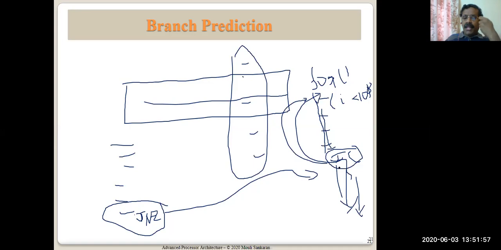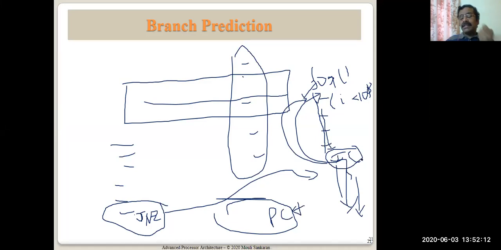Then what it can do, if it has the address of some other structure I have maintained in the hardware, if I have the address of this instruction, I can load the PC with that value even before I execute this conditional instruction, because I know that I have a higher probability that I will go back. So the branch prediction logic in the processor does this. It predicts whether it is going to fetch this instruction, or it is going to fetch some other instruction and then start from there.